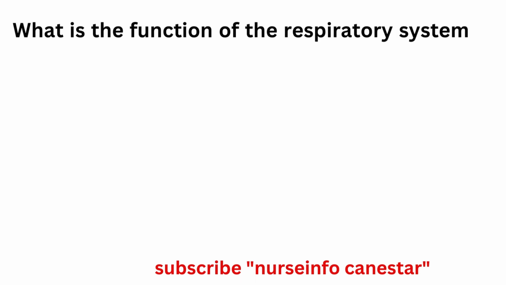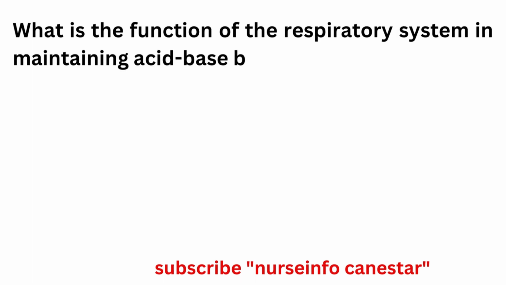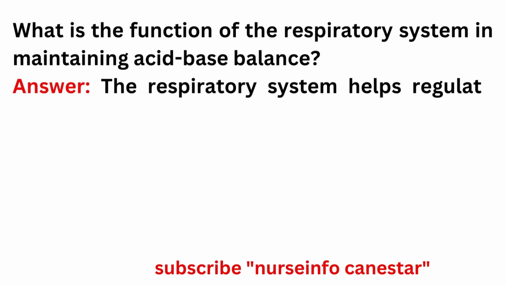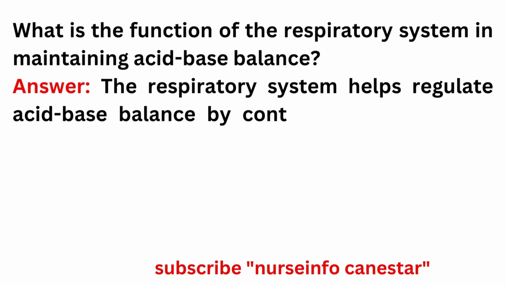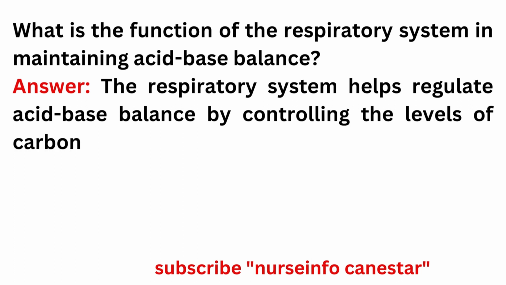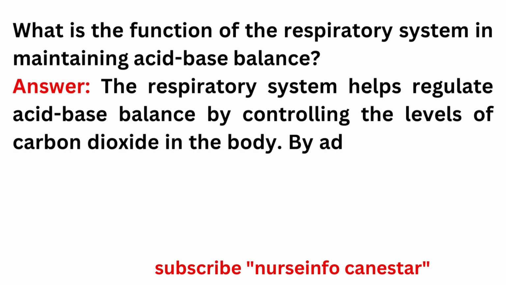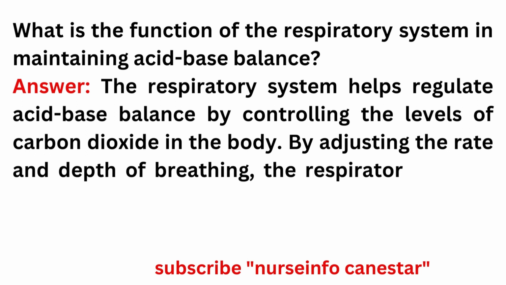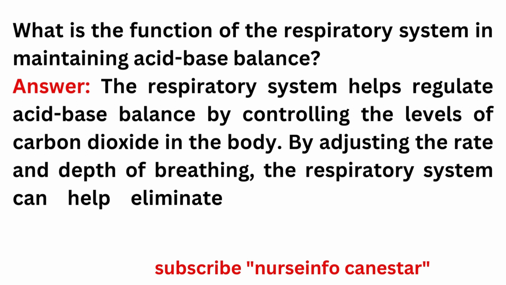What is the function of the respiratory system in maintaining acid-base balance? Answer: the respiratory system helps regulate acid-base balance by controlling the levels of carbon dioxide in the body. By adjusting the rate and depth of breathing, the respiratory system can help eliminate excess carbon dioxide, regulating the pH of the blood.